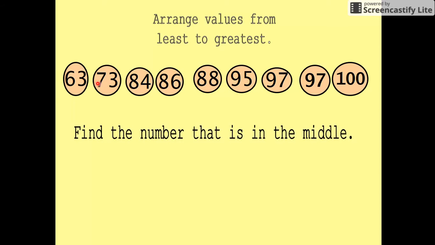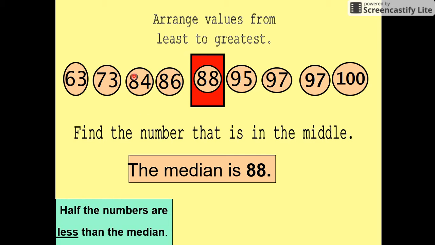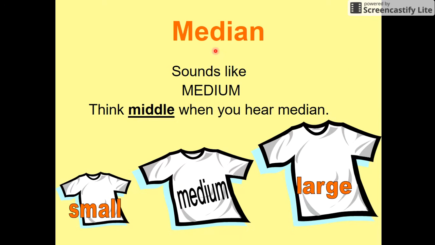So we go 63, 73, and we look at the middle one. So that's 1, 2, 3, 4. That's 1, 2, 3, 4. So our middle one is 88. But now what happens if you've got an even amount of numbers? So the median's 88. Half the numbers, you can see here, are less than the median, and the other half are greater than the median, okay? So median sounds like medium, and it's the middle.